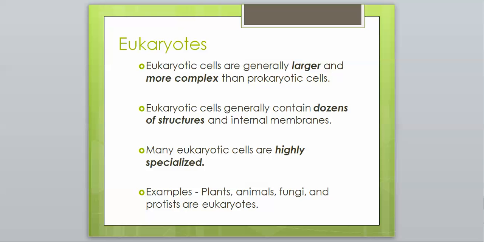Then many eukaryotic cells are highly specialized, which means they have a very specific job and have evolved to be pretty complex. And so then examples, plants, animals, fungi, which are mushrooms, and protists are all going to be eukaryotes.